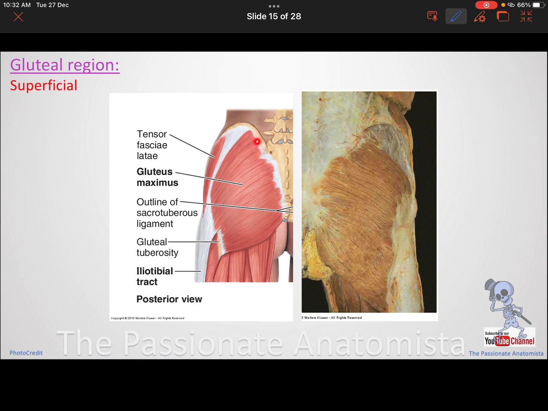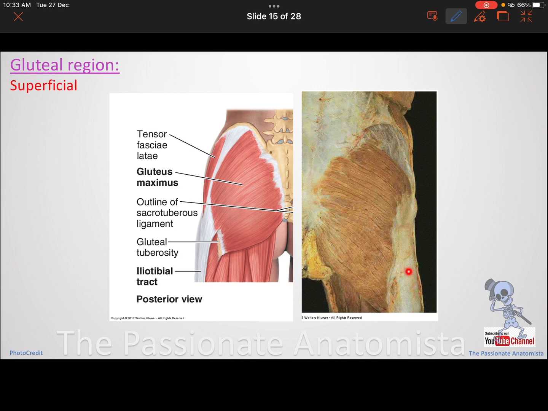gluteal line, and it takes its origin from part of the iliac crest, from the thoracolumbar fascia, from the sacrum, goes all the way. Some of the muscle will attach to the gluteal tuberosity, and some of it will blend with the iliotibial tract. It's a very huge muscle, as you can see.